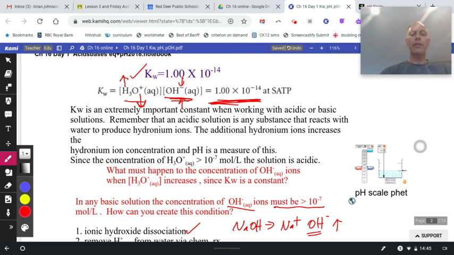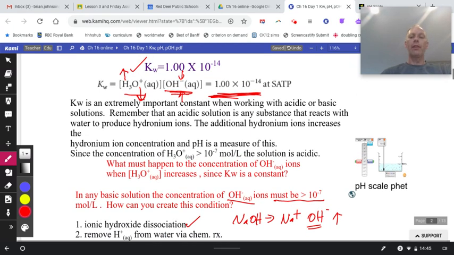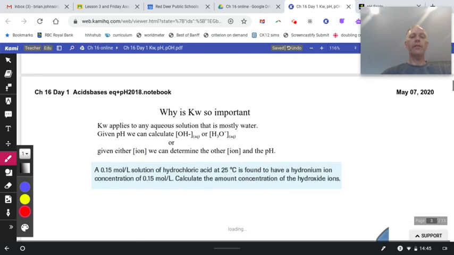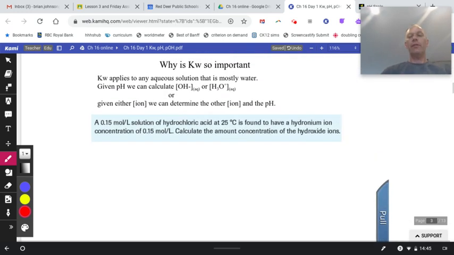Just by removing hydronium, hydroxide goes up. So there's 2 ways to make a solution basic, and there's 2 ways to make a solution acidic. All right, so that's some theory on Kw. Let's get into the usefulness of it.